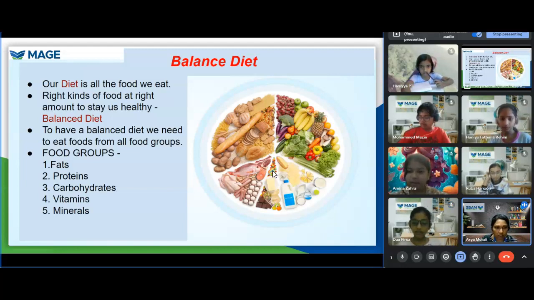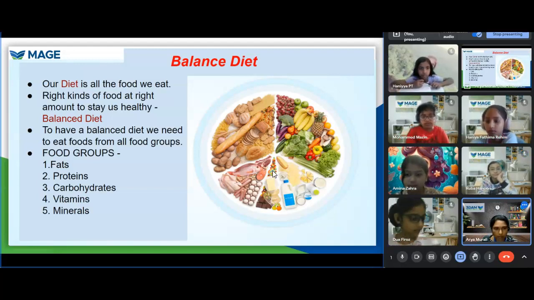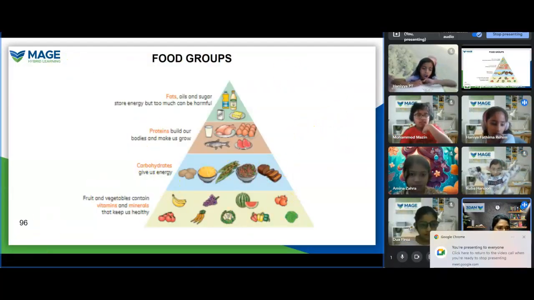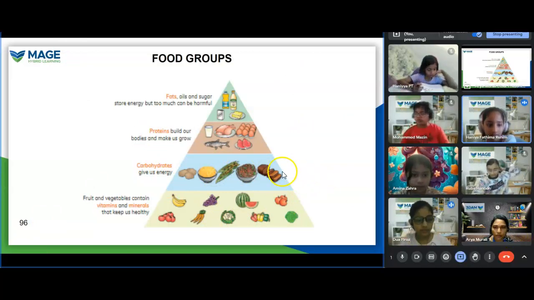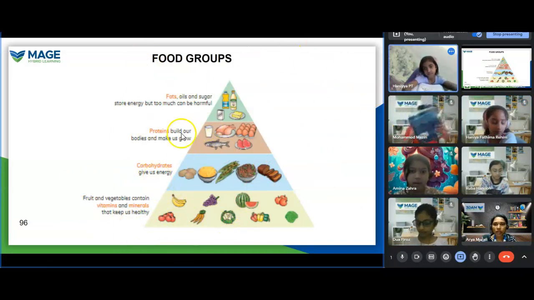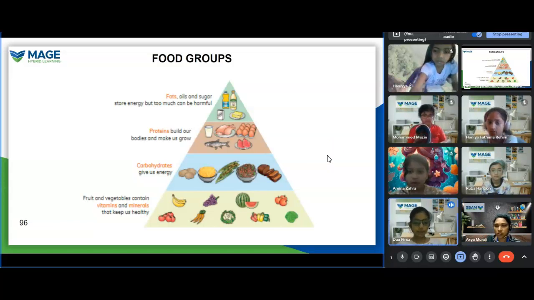So, these are the food groups. Okay, Ruba. Fats, proteins, carbohydrates, vitamins, and minerals are the different food groups. In order to make our food balanced, we have to take food from all these food groups. Let's learn one by one. This is a picture from your textbook itself. After this, I have a detailed slide for each one. So this is the overall thing.